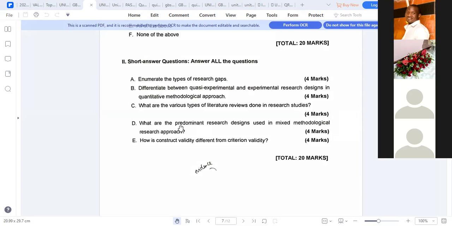So now let's differentiate between quasi-experimental and experimental research designs in quantitative research. I think I had asked you to explain this. What is the difference between the two? What's the difference between quasi-experimental and experimental research design in quantitative research?